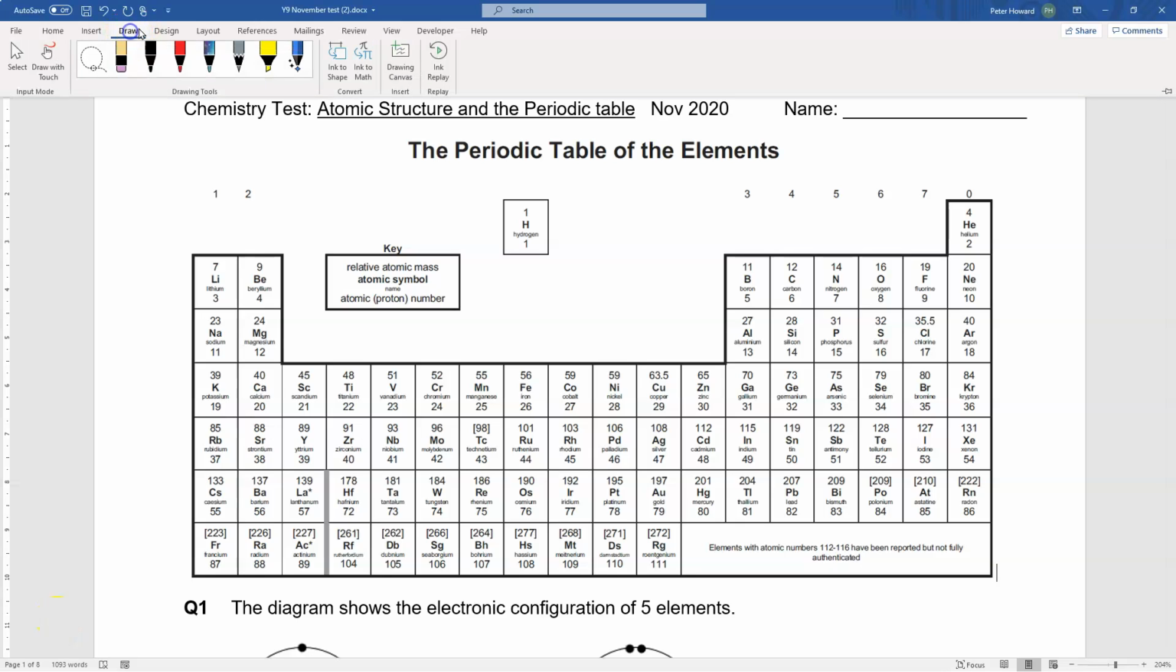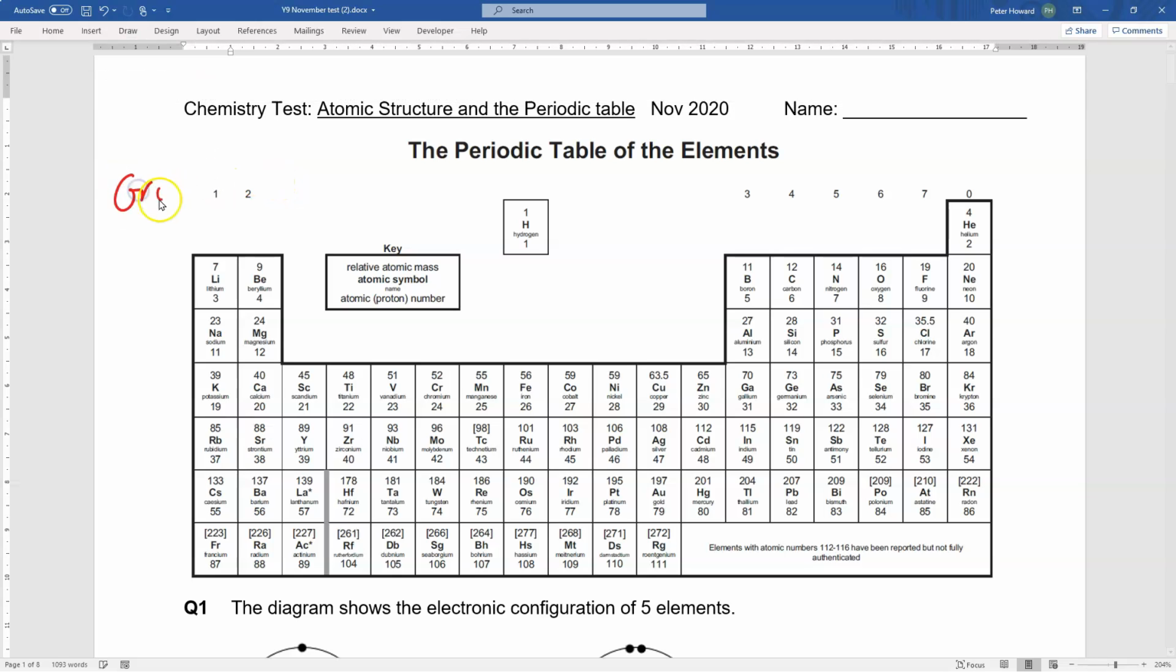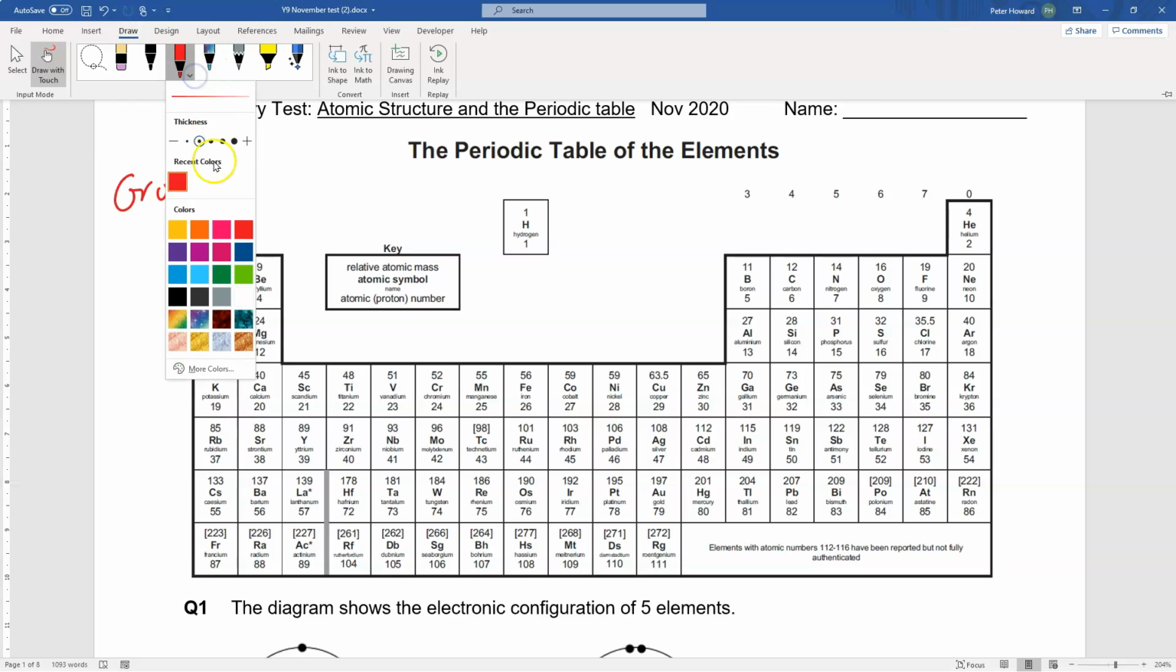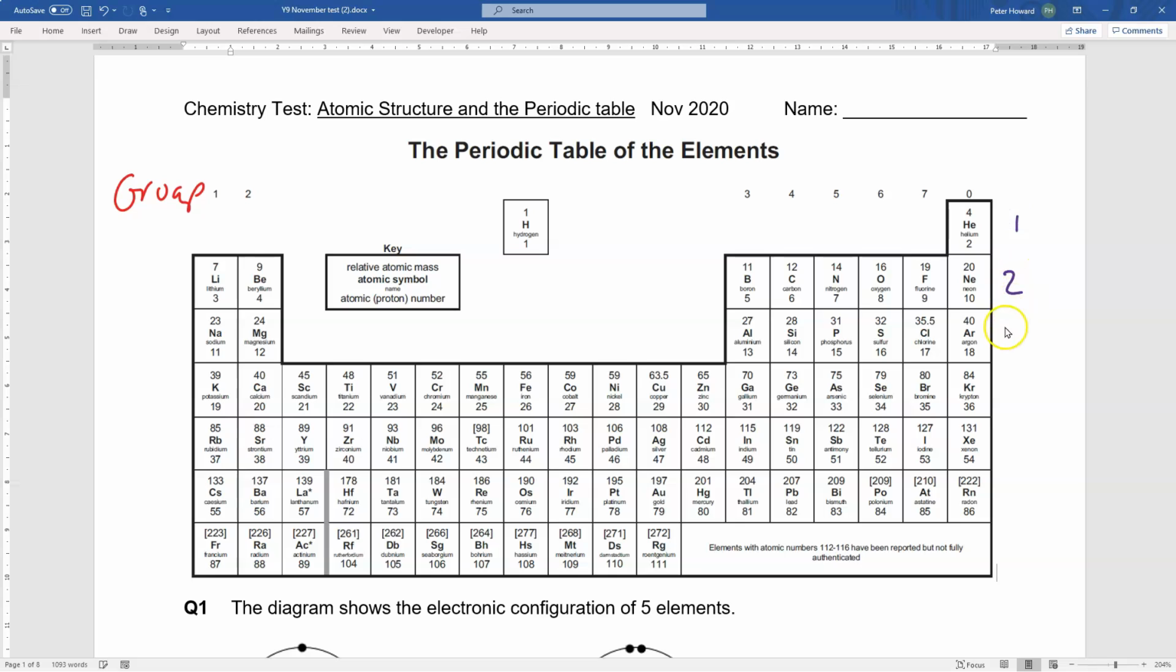Different periods from the periodic table. The first thing you do when you look at the table is try to label as much as possible. You've got 1, 2, 3, 4, 5, 6, 7, 0. These are the groups, so you could put group there. The second thing you could also do is label the different periods, which are 1, 2, 3, 4, 5, 6, and 7.